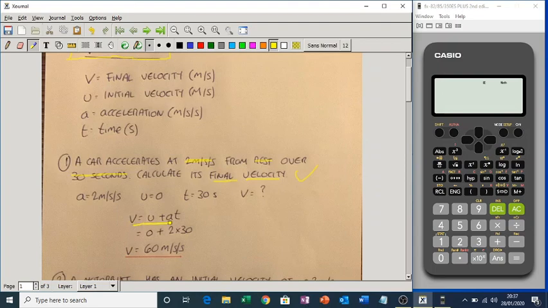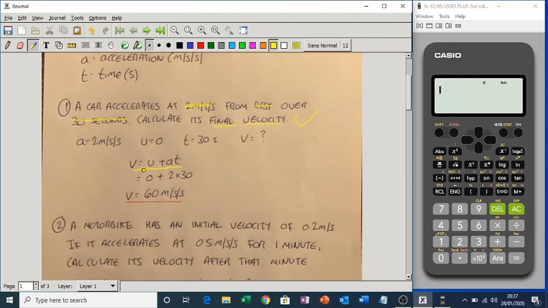So we'll use that formula, v equals u plus at. We know that u is 0, so we can get rid of that, and a is 2 and time is 30, so 30 times 2 gives me a final velocity of 60 meters per second, which is a bit unrealistic, but it's just the numbers I've used. So a nice easy example using v equals u plus at.